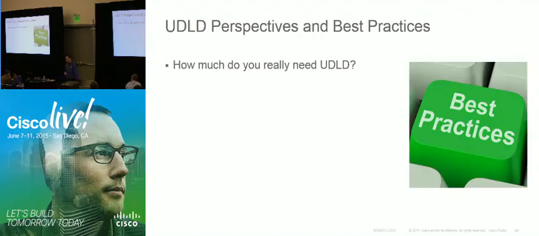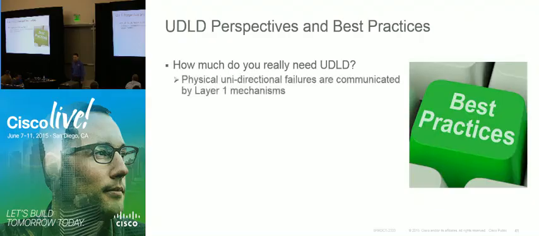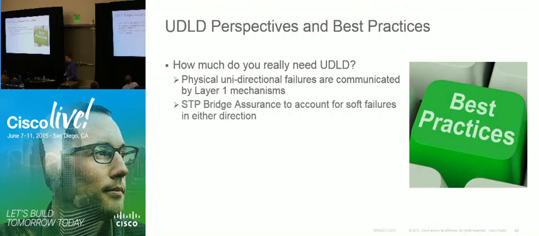All right, so how much do you really need UDLD? Unidirectional failure on layer 1. Remember one of the first slides on layer 1 we talked about. 1 gig, 10 gig, 40 gig takes care of it, done. Layer 2, bridge assurance, takes care of those failures as well on the layer 2 link. Stuff that couldn't have been detected by layer 1, just a physical fiber failure.